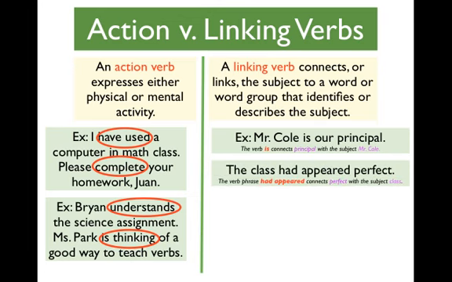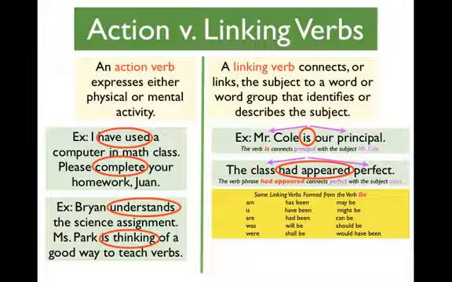The class had appeared perfect. In this case, had appeared is our verb phrase that links or connects the word perfect with the subject class. So once again, had appeared is not an action. It's not a physical or mental activity. It simply links the subject to another word that describes or identifies the subject. So I just circled is in red because I want to show you that that is the linking verb in that first example. So it connects Mr. Cole to principal. In the second example, had appeared is our verb phrase that also is a linking verb phrase because it links or connects class with perfect.